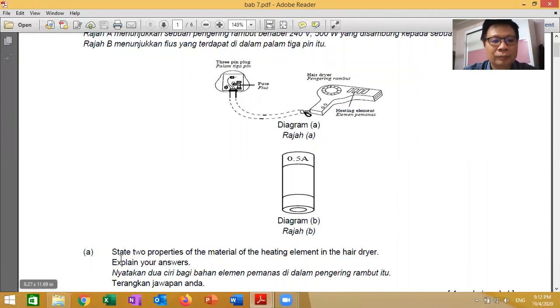The first question: state two properties of the material of the heating element. You know that inside this hair dryer there must be a heating element, right? This heating element heats up the air. So when the fan blows, the hot air comes out to dry the hair. Now the question: state two properties of the material. What are the criteria for the material for this heating element? And then you need to explain your answer. So what do you think, class? What are the criteria for the heating element?